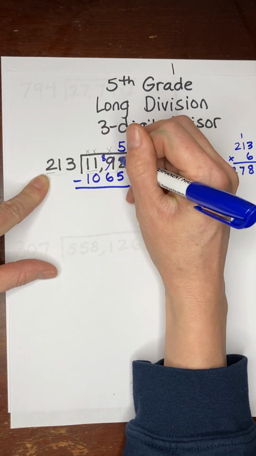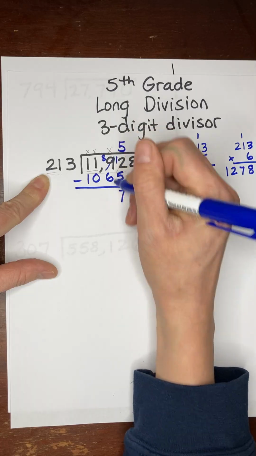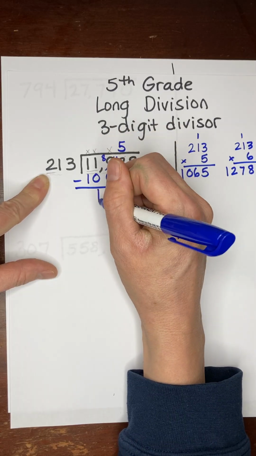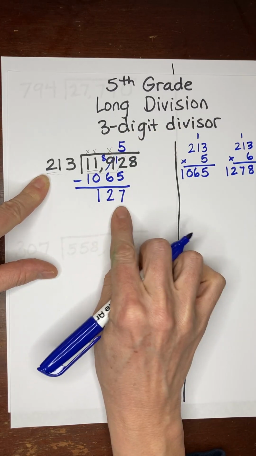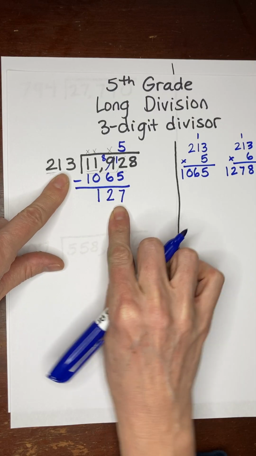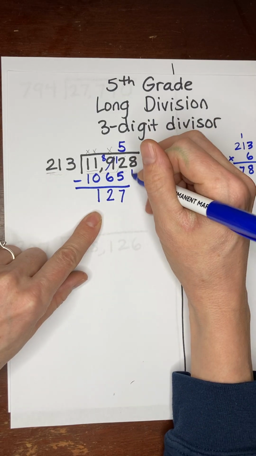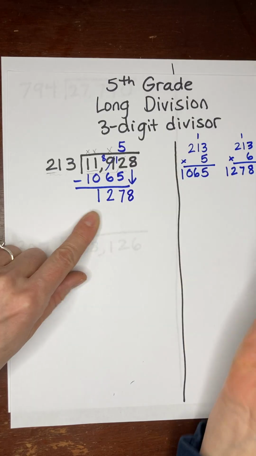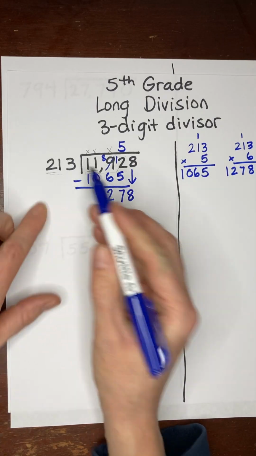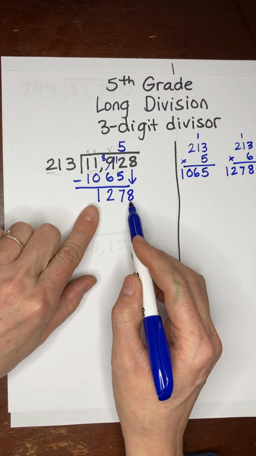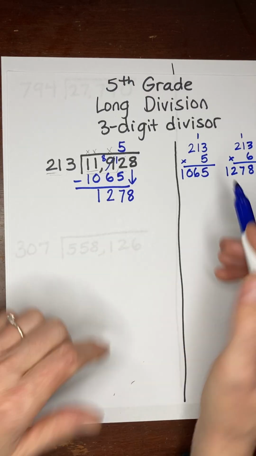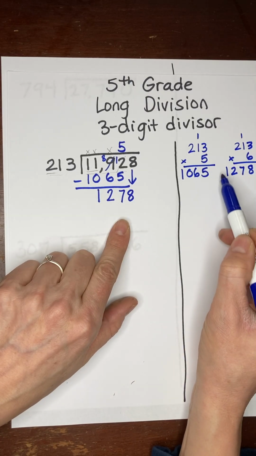We're going to borrow. 8 minus 6 is 2. 1 minus 0 is 1. We always want to check that this number is smaller than our divisor, then we know we're doing it right. Let's bring down our last number, which is an 8. So now I have 213 into 1,278. We can look over here, we've already done the work.